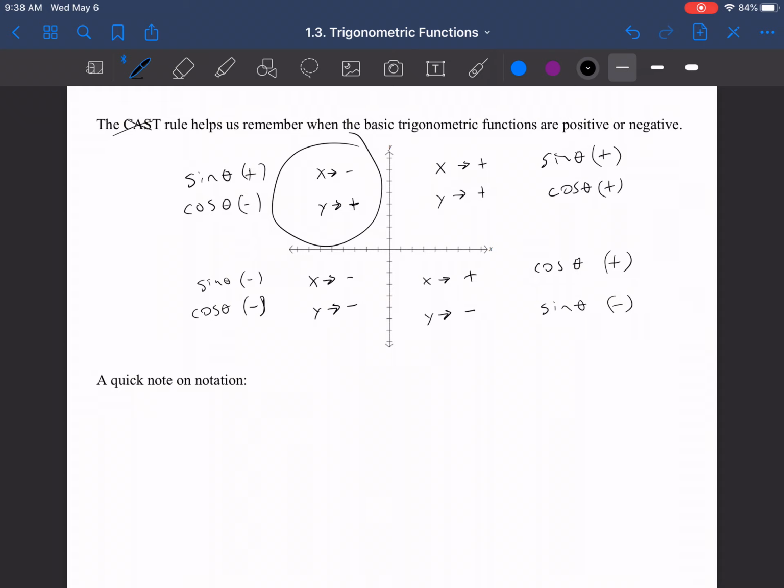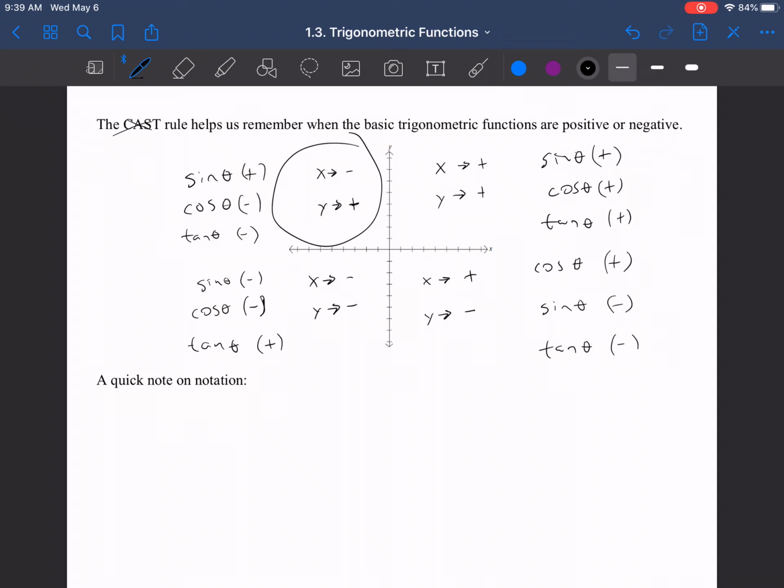If I'm looking in this quadrant, tangent of theta is sine over cosine, that's a negative over positive, so that's going to be negative. If I'm looking up here, tangent of theta is going to be a positive over a negative, sine over cosine, that's still going to be negative. But if I look up here, tangent of theta is sine over cosine. Again, it's positive over positive, so it's going to be positive. If I'm looking down here, tangent of theta is sine over cosine. That's a negative over negative, so that's also back to being positive.